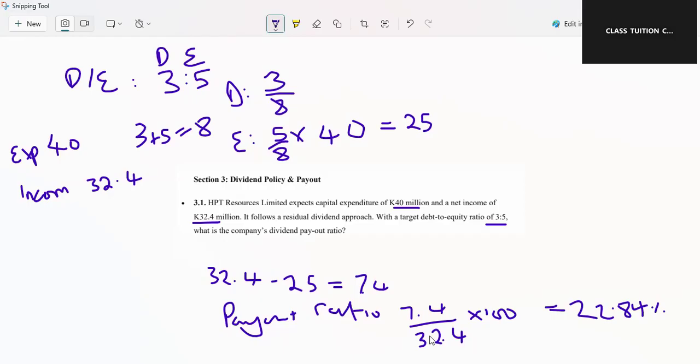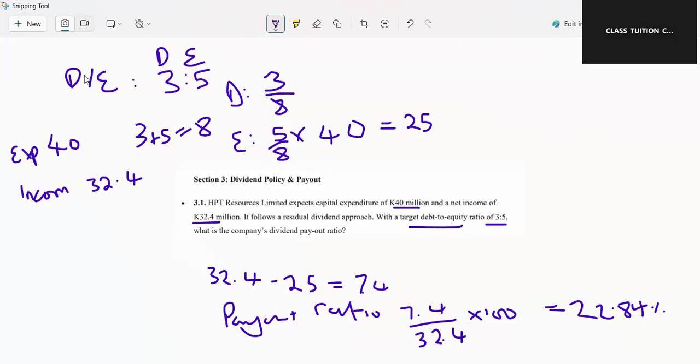Can I go through this again? So we have a debt to equity ratio of 3 to 5, meaning our total financing is 3 plus 5, which gives 8 parts. So the debt is 3 out of 8, and the equity is 5 out of 8.